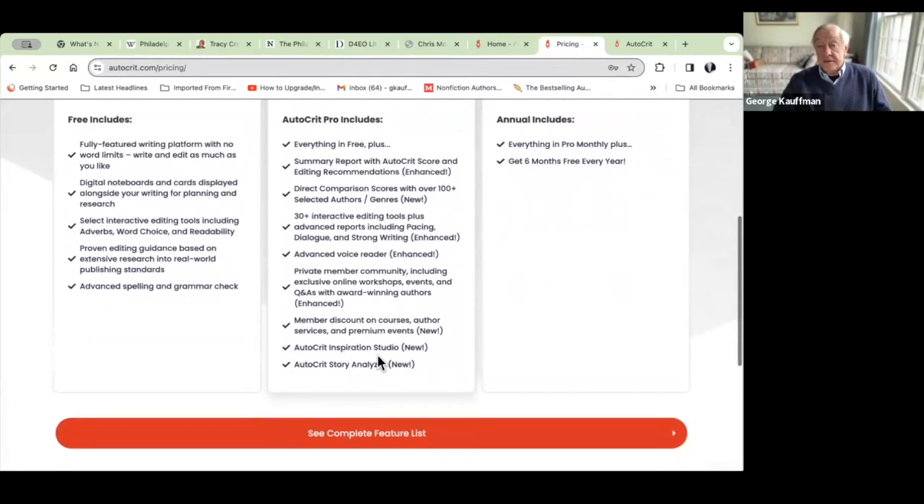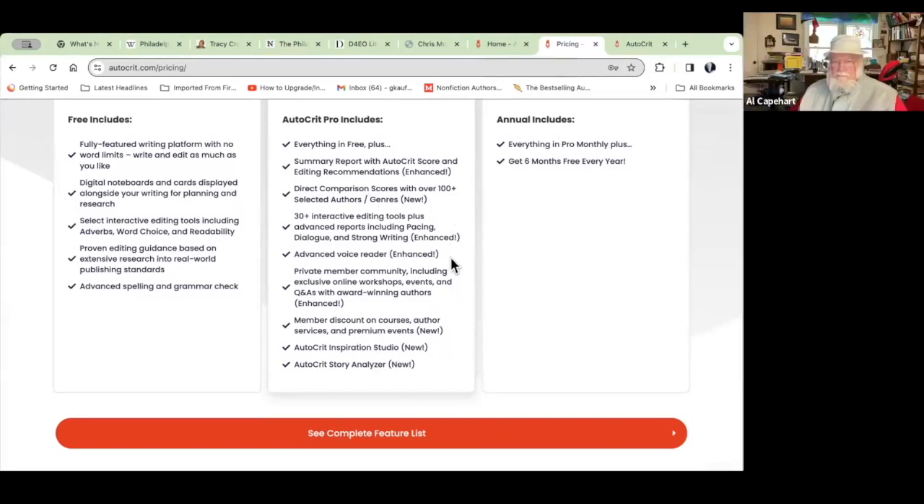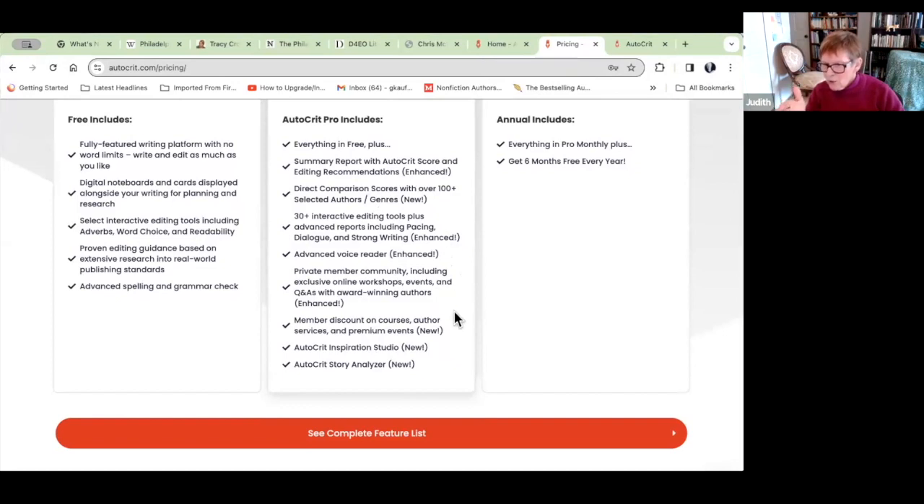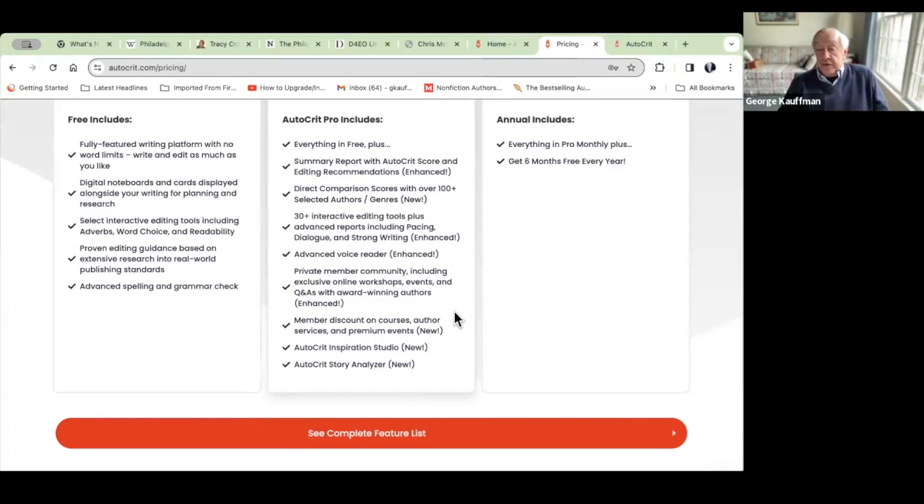But it does all the free stuff, plus it gives you a bunch of summary reports. It'll compare you with 100+ authors or genres. You can choose them and compare your manuscript to them. I was struck by this when you were showing this to me this week, George. You can ask it to analyze your book as a historical novel or science fiction or romance. Yep. That's pretty cool. It's so good. It'll also analyze your pacing, your dialogue, your strong writing. There's a private member community, there's discounts and things like that, but there's more in here.